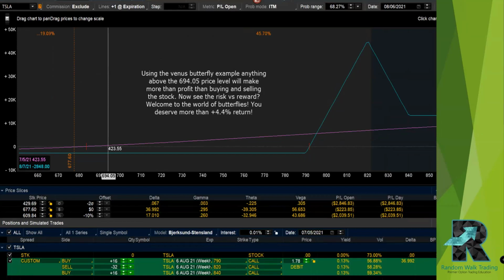And again, using the example of the Venus butterfly, anything above 694.05 level will make more profit than buying the stock outright. So that's when we highlighted the 694.05 level, because if you get anything above that, you're going to be ahead versus buying the stock outright. So this is why I like the risk reward with some of these butterflies. You deserve more than a 4.4% return and more than 0.0005% on a savings account. So that's why I'm a big butterfly fan.